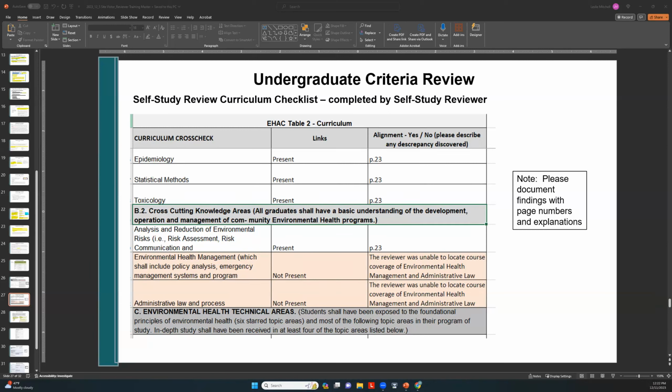If you can't draw a line through the evidence that's provided in the self-study, go ahead and call it out. It may be that it's in there and it just wasn't that easy to discover, but it makes for a much better visit during the site visit.